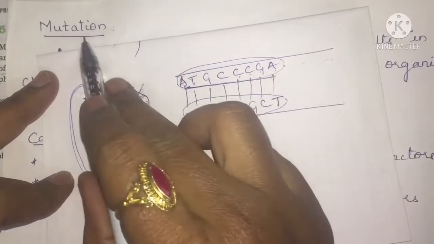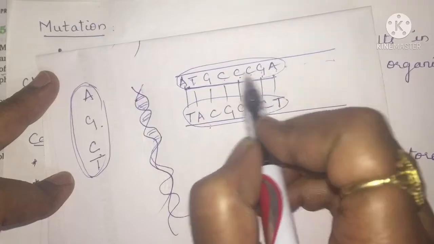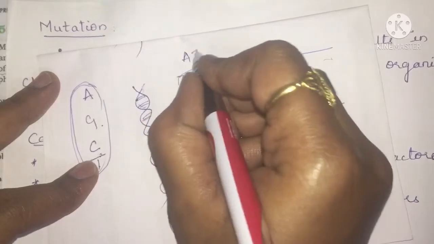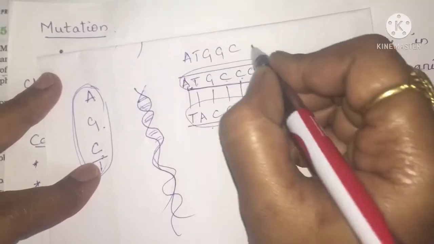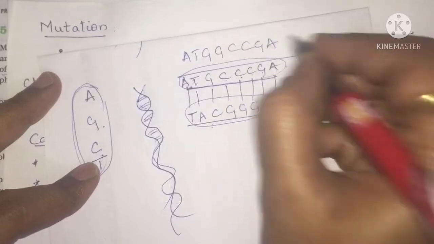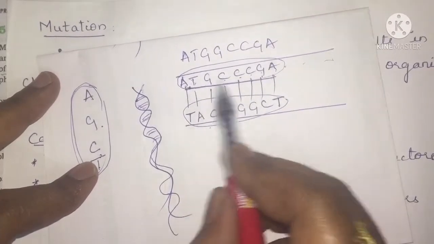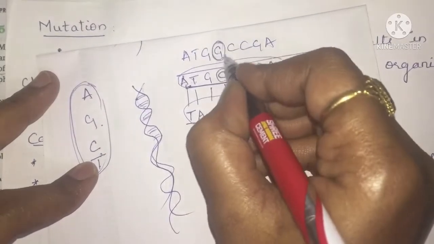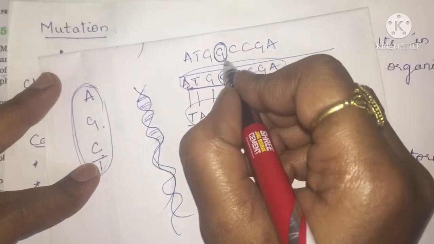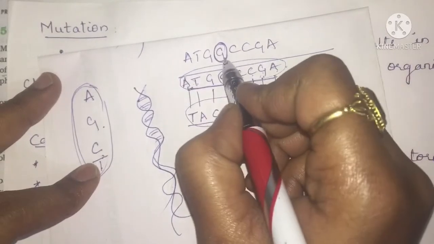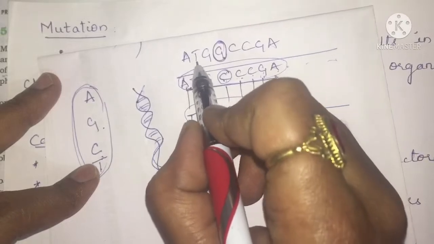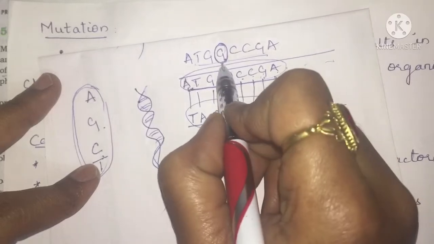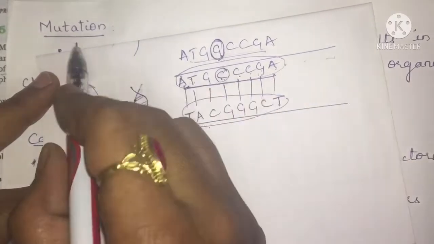But in mutation, what happens? There is a change in a DNA sequence. In place of this sequence, if it is having A, T, G, G, C, C, G, A, can you find any difference between this sequence and this sequence? Yes, definitely. Here in place of C, there is G, right? So C has been replaced by G. Then it is a change in the DNA sequence. Now the DNA sequence has been changed. Actually it should be like this, but it has been changed to this. So we call it mutation.